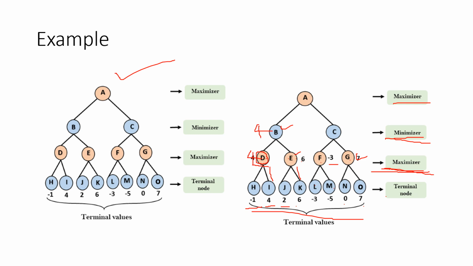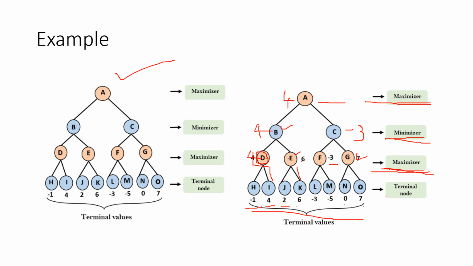And for C there are two children -3 and 7. So minimizer will choose the minimum value. So -3 will be selected. Min always chooses the value worst for max. Then finally evaluate the root node. The root node is max. There are two children B and C with the utility values 4 and -3. This is the max node, so it will choose the maximum of 4 and -3. Which one is maximum? That is 4.